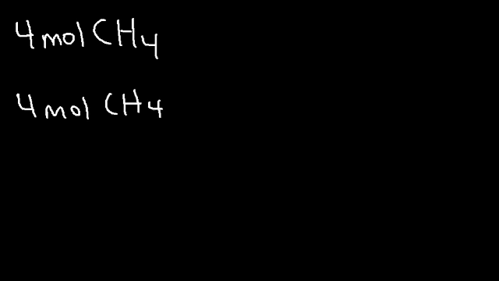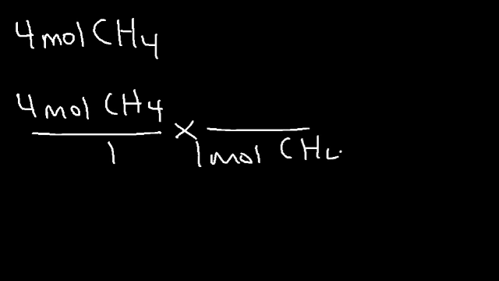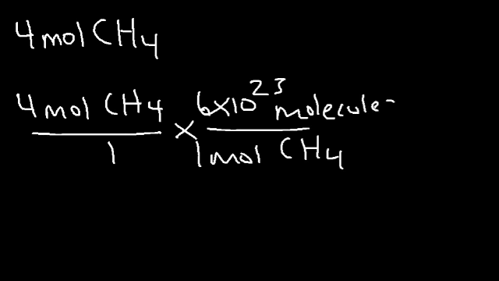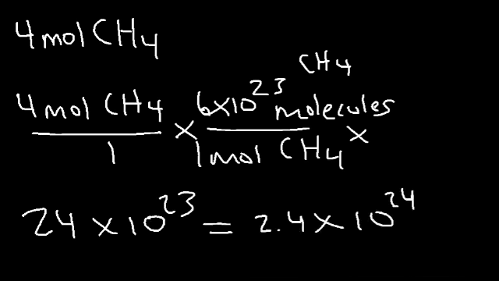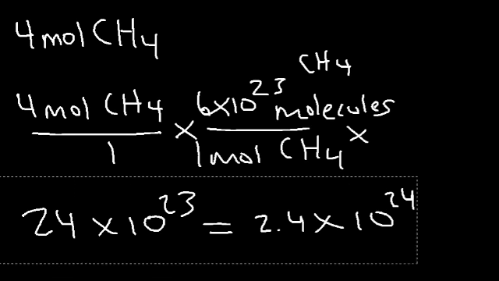So when using Avogadro's number, 1 mole of methane corresponds to 6 times 10 to the 23, not atoms of methane, but molecules of methane, since CH4 is a molecule. So if we simply multiply 4 by 6 times 10 to the 23, that's all we need to do to get the molecules of CH4. So that's going to be 24 times 10 to the 23, which is the same as 2.4 times 10 to the 24 molecules of CH4.